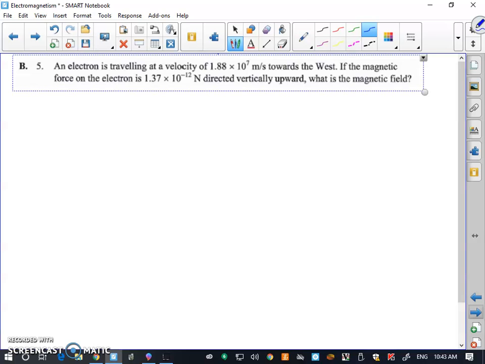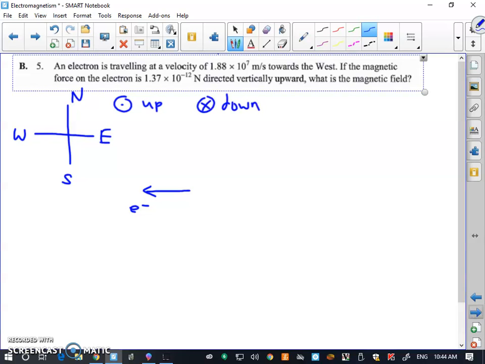Okay, so let's draw a diagram of what's actually happening here. It's traveling towards the west, so the electron's moving this way, okay? We have the force directed vertically upward, and so if we think about our compass points like this, right? You got north here, you got south, you got west, you got east, so I set the first part up correctly. But then when you have up and down, then up is going to be like this, and down is going to be like this. And so if the force is directed vertically upward, then the force has to be in that direction.